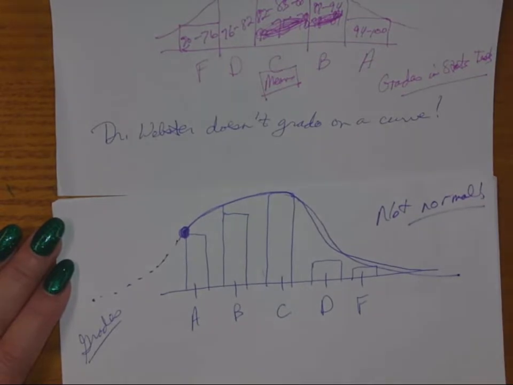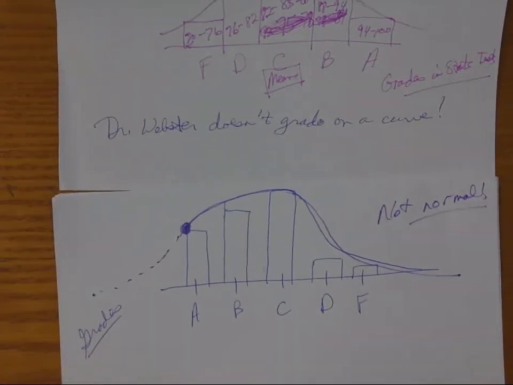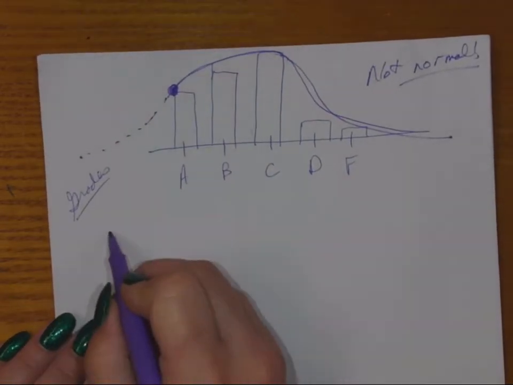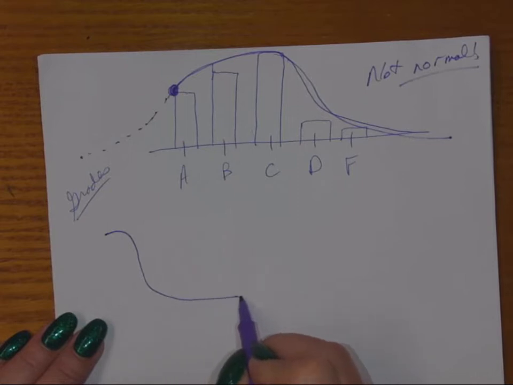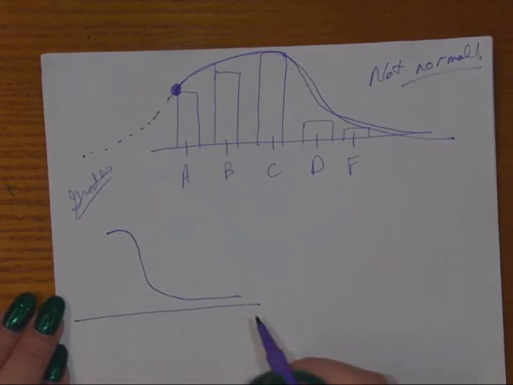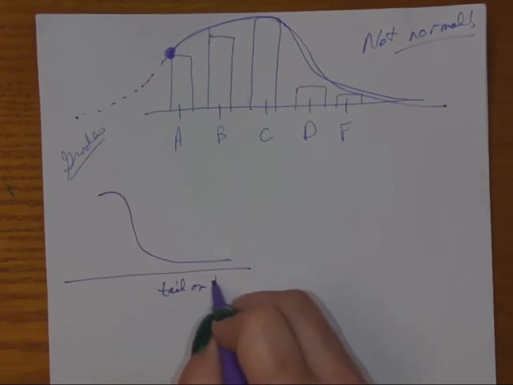That's what normally happens in Dr. Webster's stats class. So then we start saying, well, what the heck is that then? It's not normal. If it looks like this, I'm going to make it more pronounced so that we can see it. Okay. This is a tail on the right side.